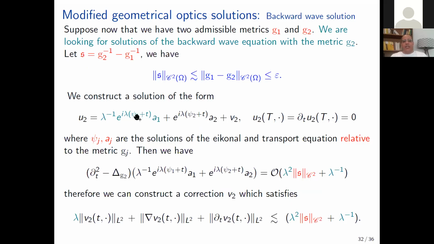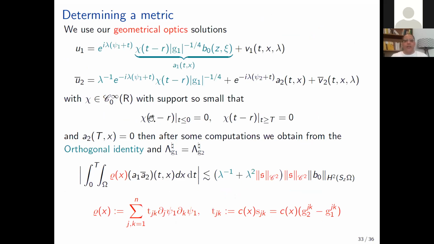Then we can construct by the same method a solution U2, but we modify the principal part. Here we need to add some other principal term in order to eliminate some oscillation in the orthogonal identity. So here I will move quickly to this part. So now assume that we have the constructed solutions.